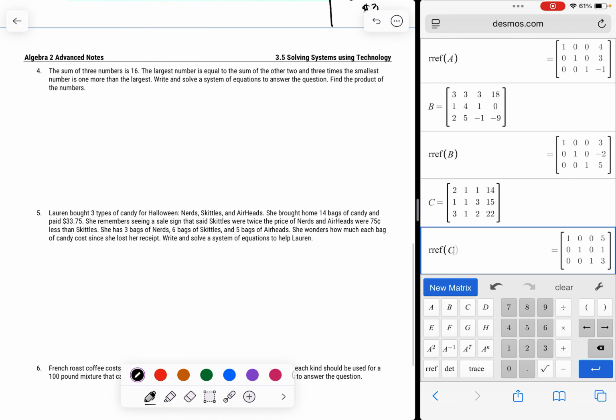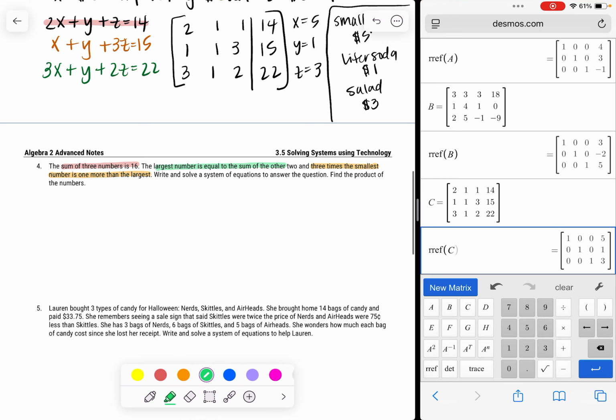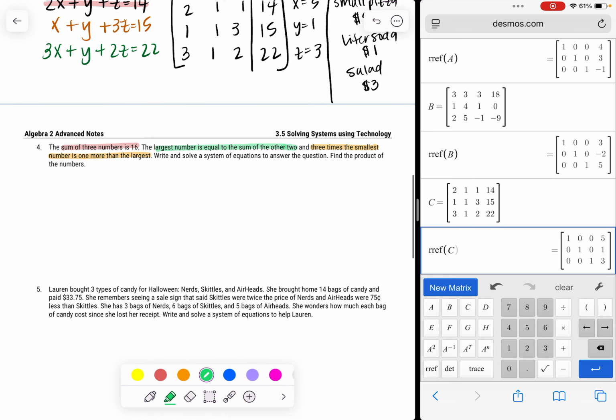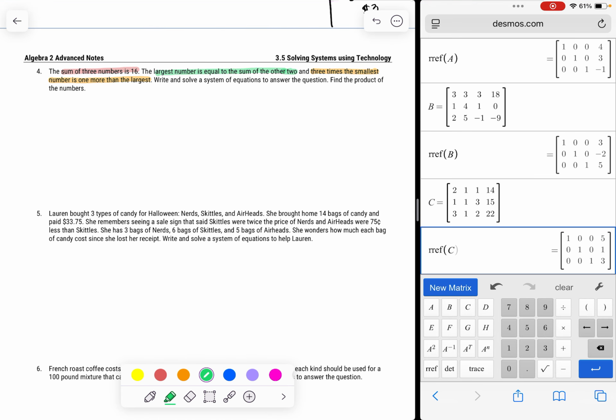So the sum of three numbers is 16. I'm going to highlight as I go and pick what sentences I have. The sum of three numbers is 16. The largest number is equal to the sum of the other two. And 3 times the smallest number is 1 more than the largest. So you have to be able to pick out where these problems start and end.